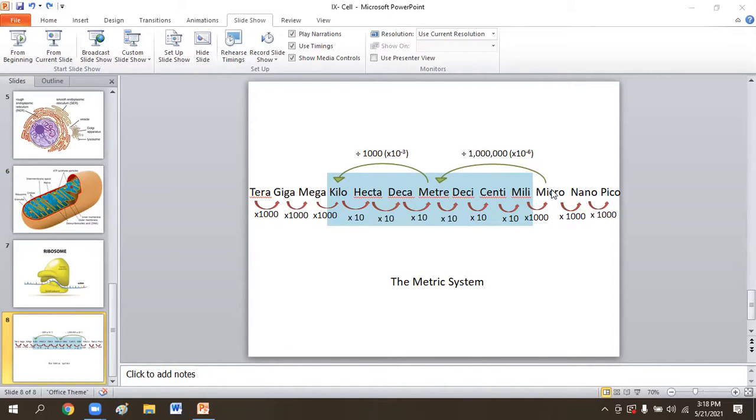Ma'am, a question is given there. How many micrometers are there in 1 centimeter? Okay, let me do the annotations here. So ma'am, it will be 10 to the power minus 4. Micro to centi, is that it? Yes. So micro means 10 to the power minus 3 plus 10 to the power minus 1, which means 10 to the power minus 4. Okay, now you understand how to convert that?